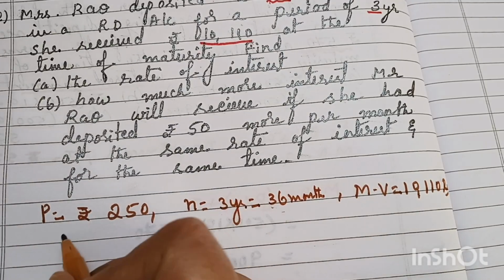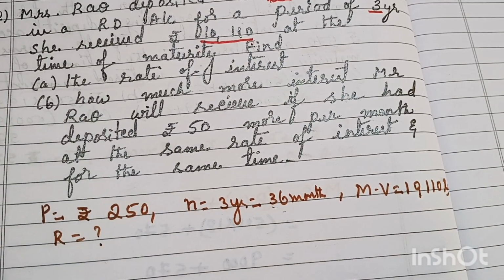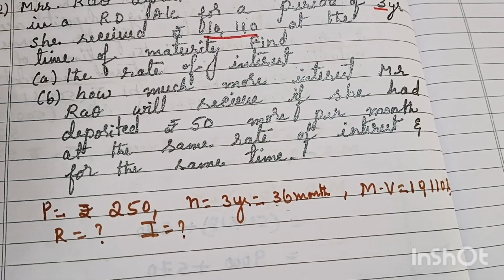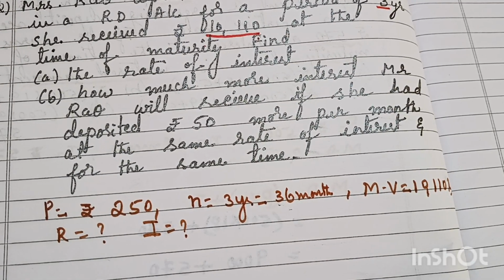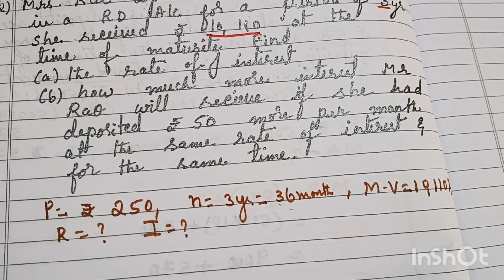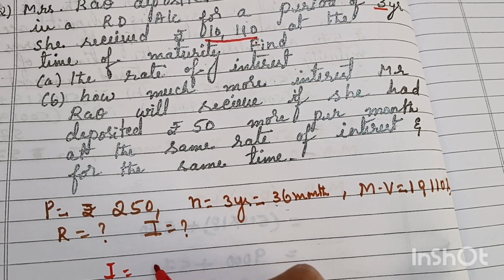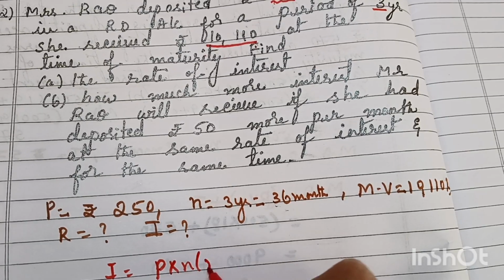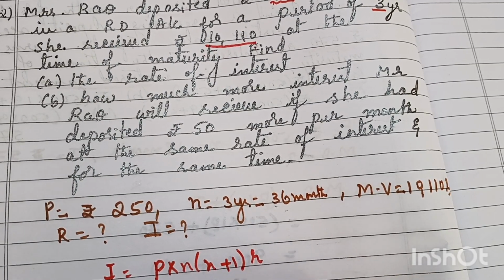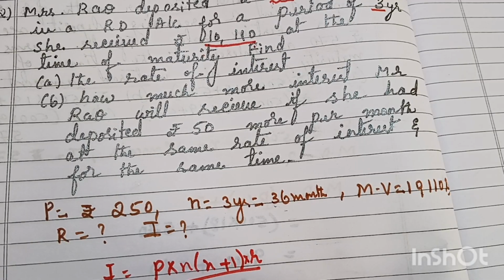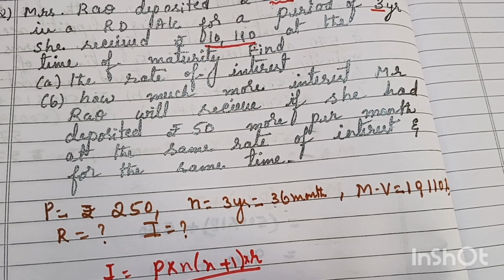So here the rate of interest R is question mark, and simple interest we also have to find. First we'll find the simple interest. There is no direct formula for rate of interest. With the help of the simple interest formula we can find it: simple interest is equal to P into n into (n plus 1) by 2 into 1/12 into r by 100.